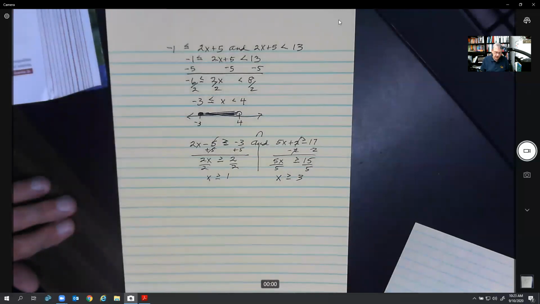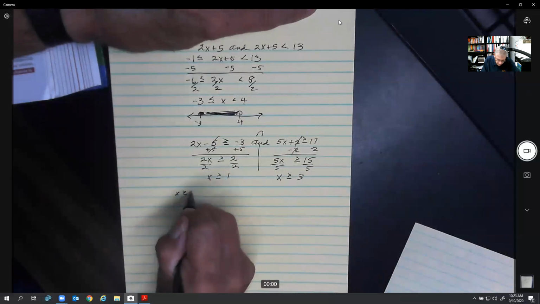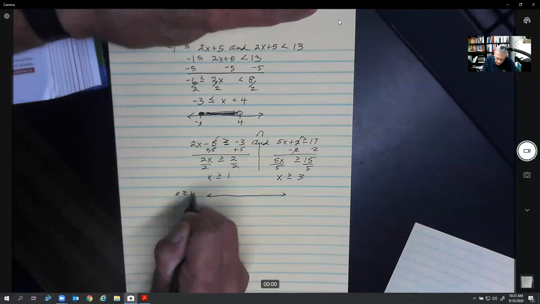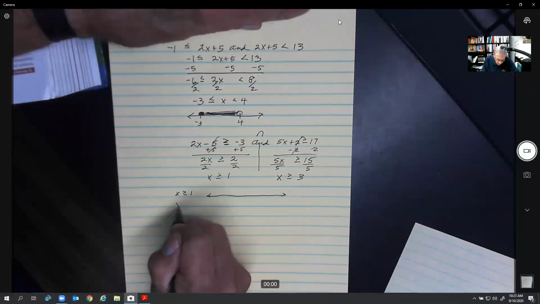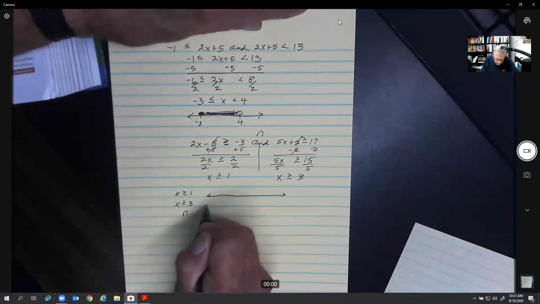Well, here's kind of an interesting one. Let's see what happens when we go to graph it. Let's draw 3 number lines, one for greater than 1, one for greater than 3, and one for our intersection.